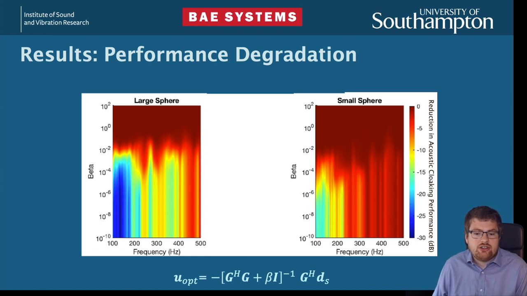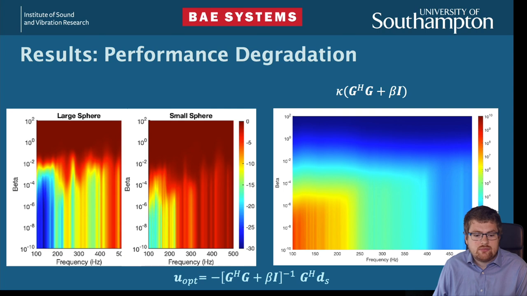This can be explained by the condition number of the system. As you see in this equation at the bottom, we have to invert the matrix G^H G plus beta I to calculate our optimal source strengths. The condition number of this is defined as the ratio of the largest to the smallest eigenvalues of this matrix, and it defines how stable the inversion is. A large condition number will result in a less stable inversion and give you a system where a small change in the input parameters results in a very large change in the output parameters.